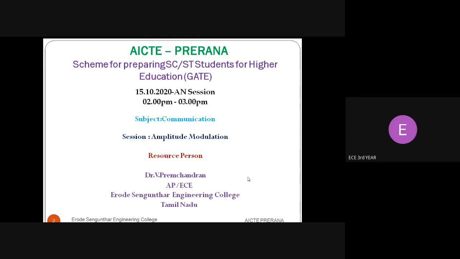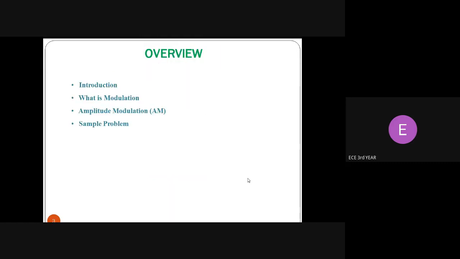Fine. Okay, in today's session, communication is a vast subject. In the subject, the basic topic we're going to see is amplitude modulation. The communication mainly deals with modulation. Modulation is the basic concept. Through modulation alone, we can transmit a signal and communicate, with communication taking place between the transmitter and receiver, the two end users.